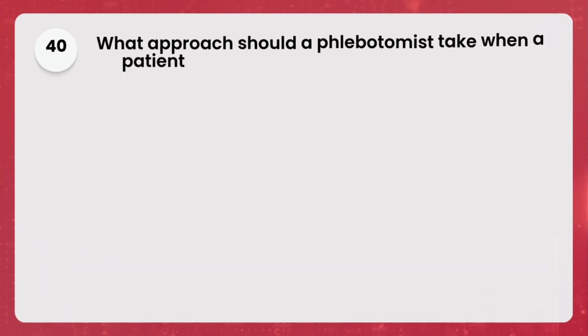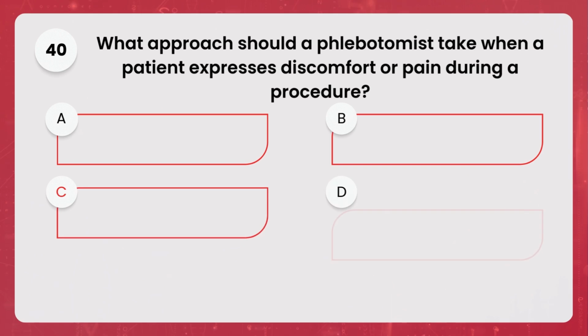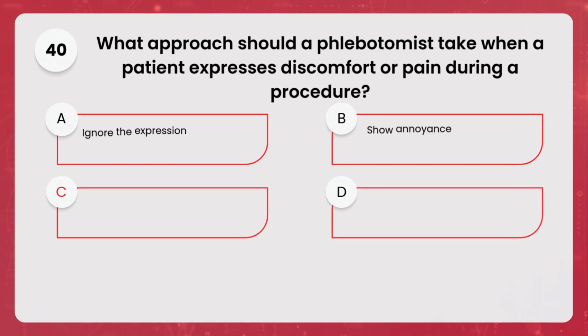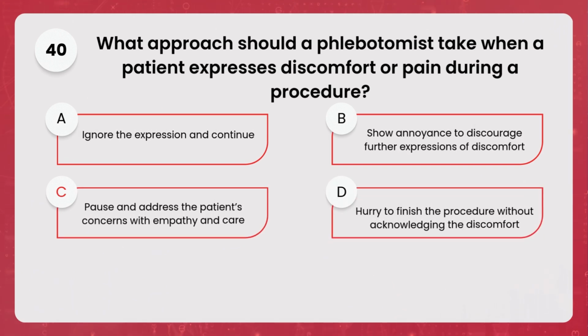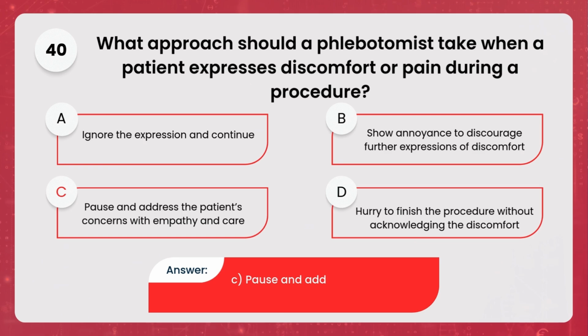Number 40. What approach should a phlebotomist take when a patient expresses discomfort or pain during a procedure? A. Ignore the expression and continue. B. Show annoyance to discourage further expressions of discomfort. C. Pause and address the patient's concerns with empathy and care. Or D. Hurry to finish the procedure without acknowledging the discomfort. The answer is C. Pause and address the patient's concern with empathy and care.